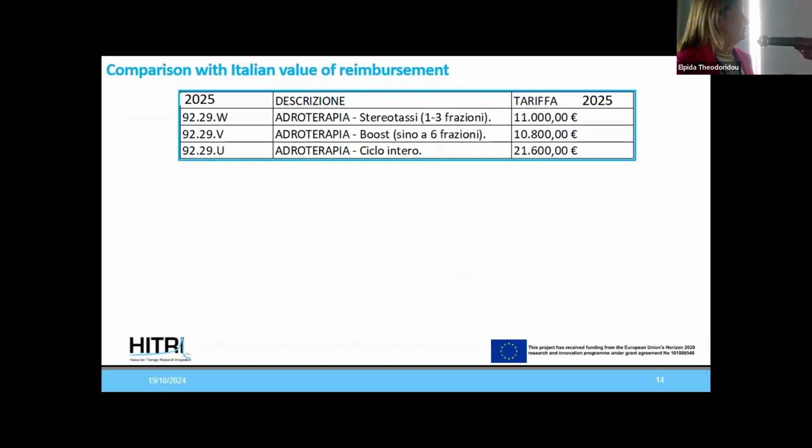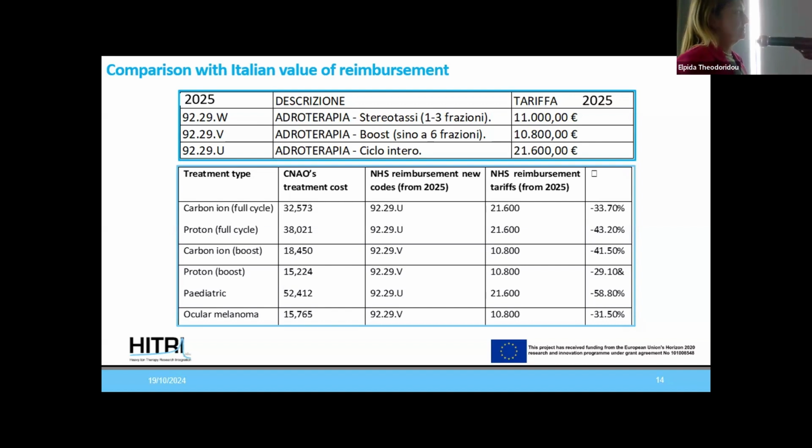So, let's compare the results of our study in terms of cost with the fees of reimbursement that will be valid in Italy starting from 2025. This is an official document of the government, is what is stated for Hadrontherapy. They identified only 3 codes for Hadrontherapy, that is the stereotactic with the fee starting from 2025 of 11,000, boost till up to 6 fractions, and Hadrontherapy only they mention entire cycle, which is 21,600 euros. This is a comparison with the result of our study.